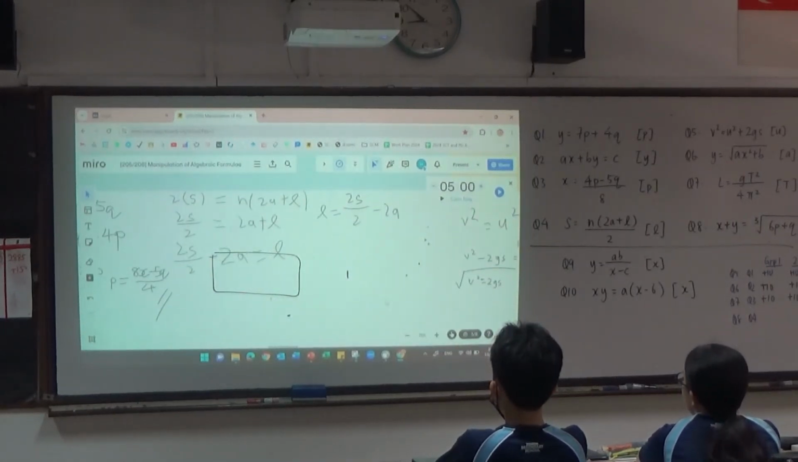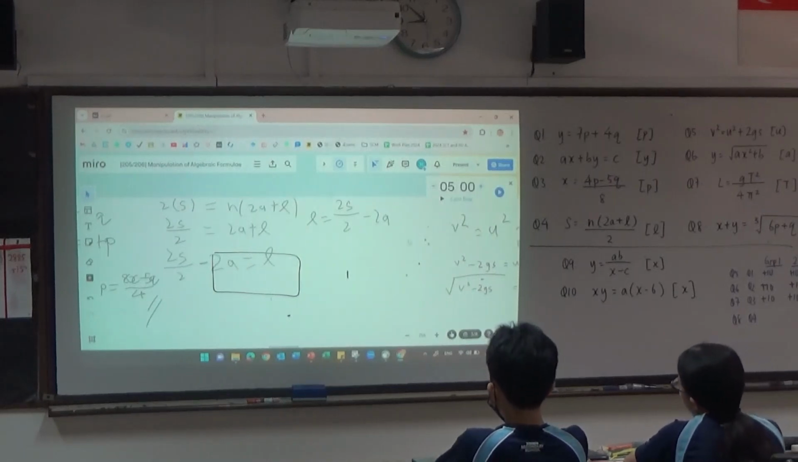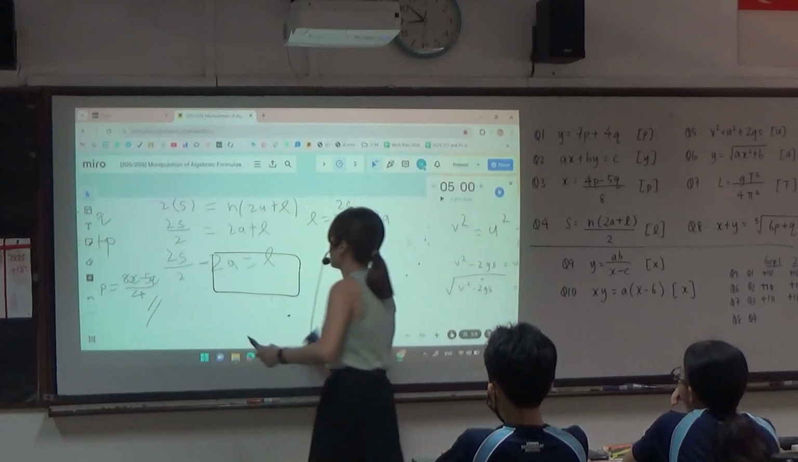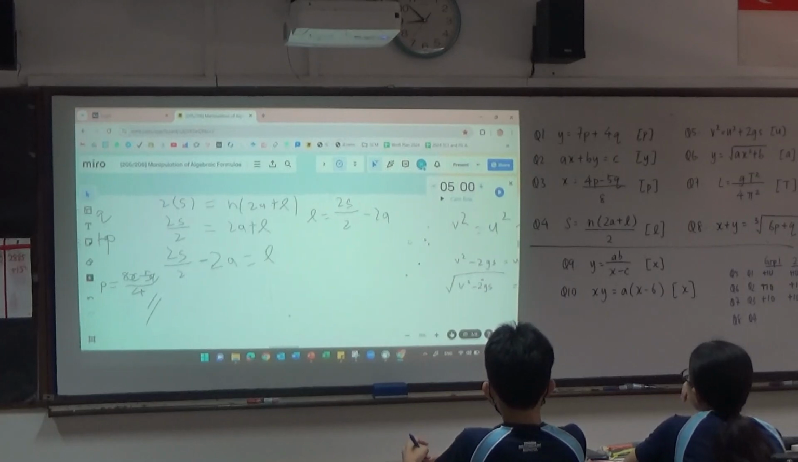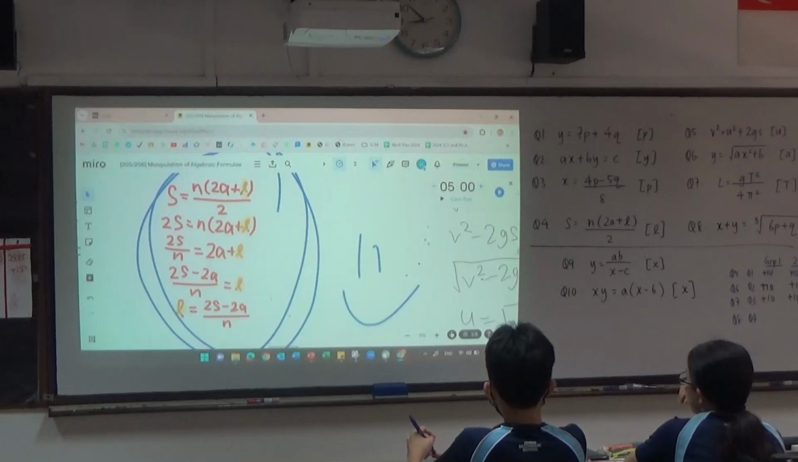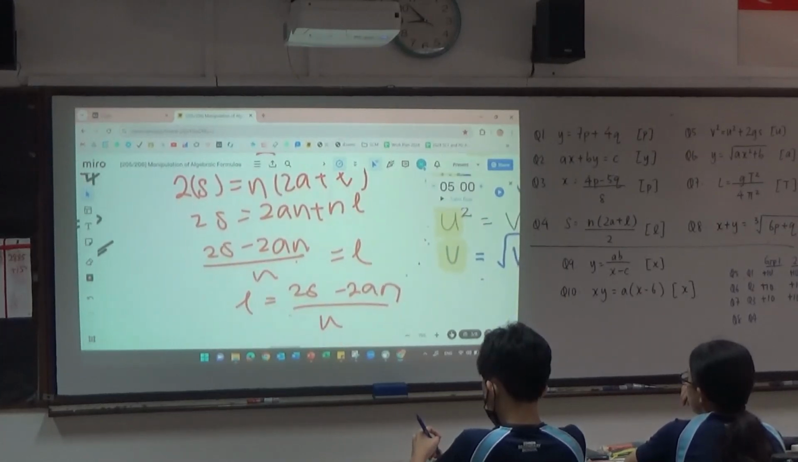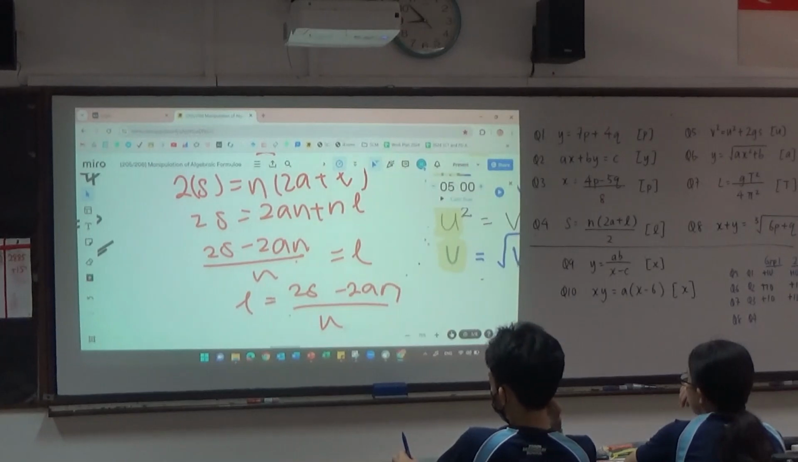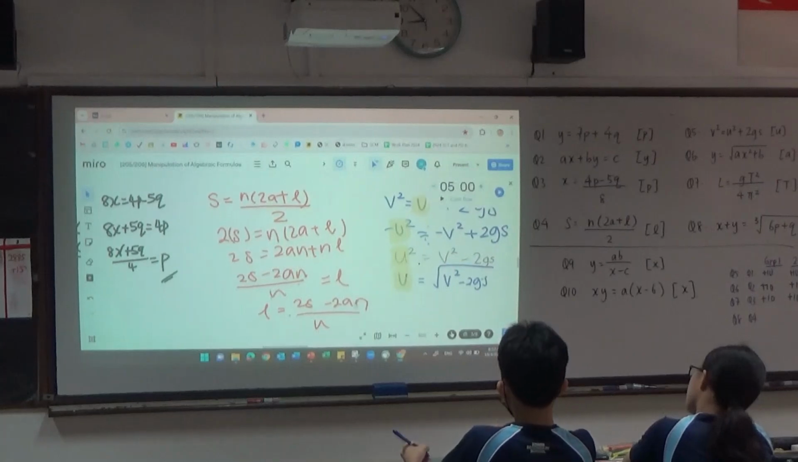In question 4, the answer that group 1 has is L equals 2s over 2 minus 2a. Let me just erase the board here. In group 2, we have L equals 2s minus 2a over n, so it seems a little bit different here. In group 3, we also have 2s minus 2an over n. Let's look at what was done and the differences between the working from each group.